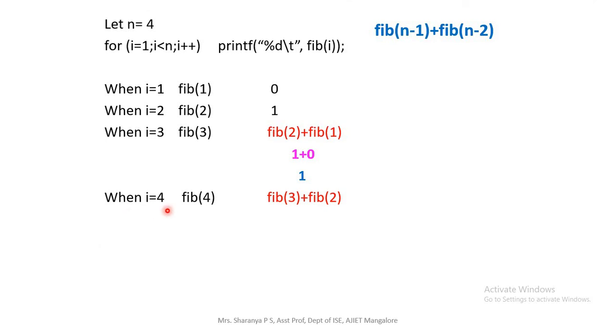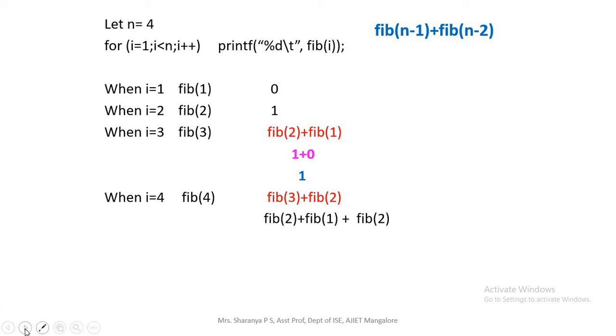Next, moving to the I value as 4. Now n value is nothing but 4. Going to the condition, the first if and else if are not matched, so it moves to the else part. In the else part, there is a condition: return fib of n minus 1 plus fib of n minus 2. So it checks fib of 3 plus fib of 2. Have we computed this fib of 3? Yes, this is nothing but fib of 2 plus fib of 1.